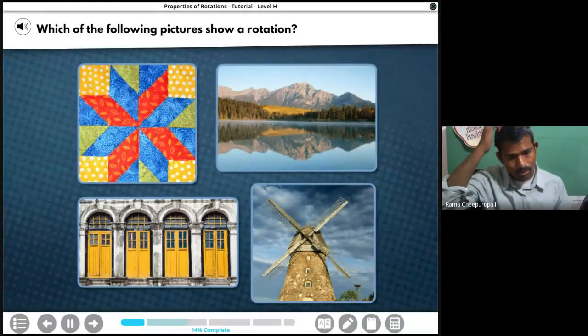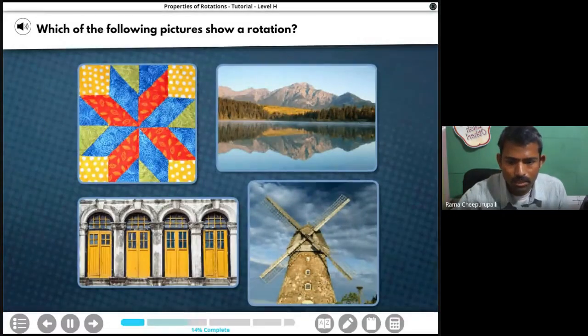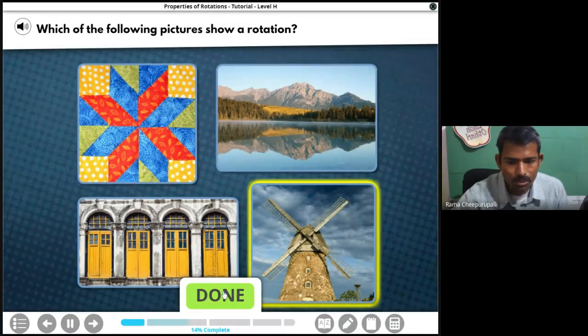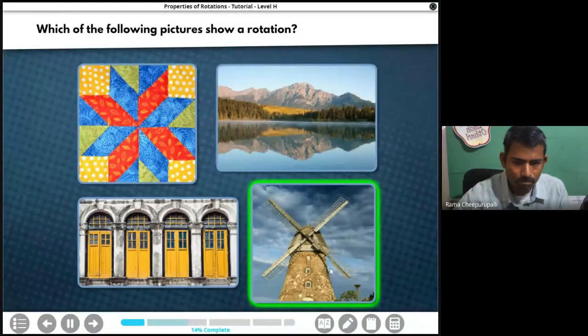Okay. All right, thank you. Good job, guys. Thank you for participating. Yes, it's D, it's a windmill, it's a rotation. Obviously, it's turning from one place to another place. So right. There's another rotation. Can you find it? There's one more in this picture. What do you guys think? Which one is the other rotation?